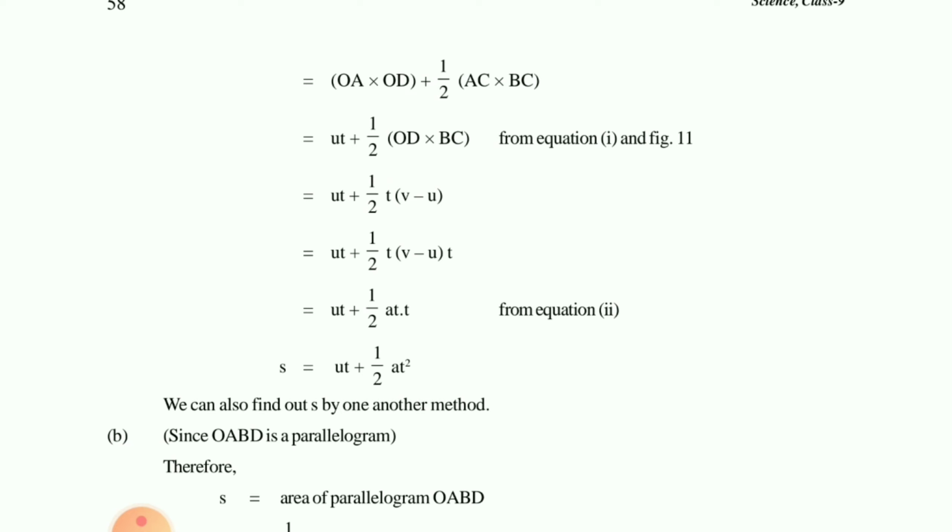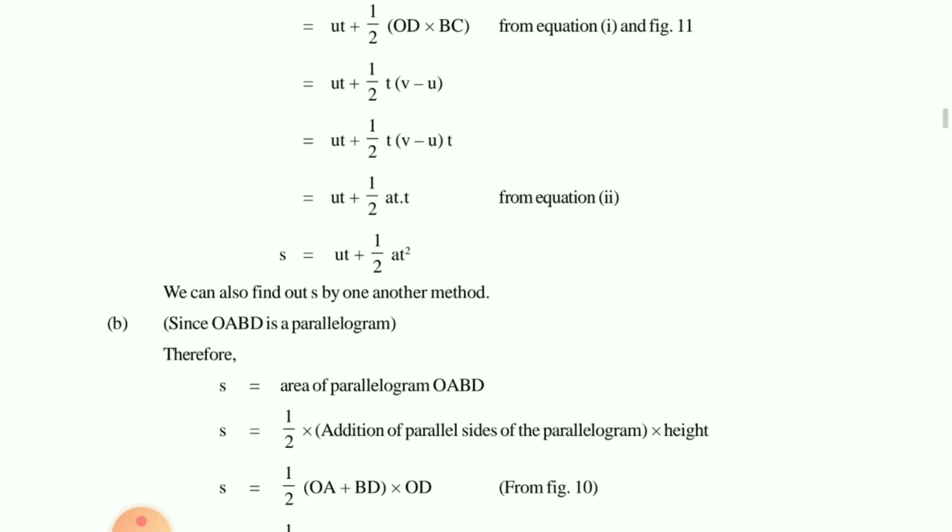After that children, what we had done, at time t we had mentioned that one. Okay children. Then V minus U can be written as AT, from where? From the first equation. And UT plus half AT square, because already t is mentioned there. So we will write that one. Okay children. So that is S equals UT plus half AT square. That is your second law of motion.